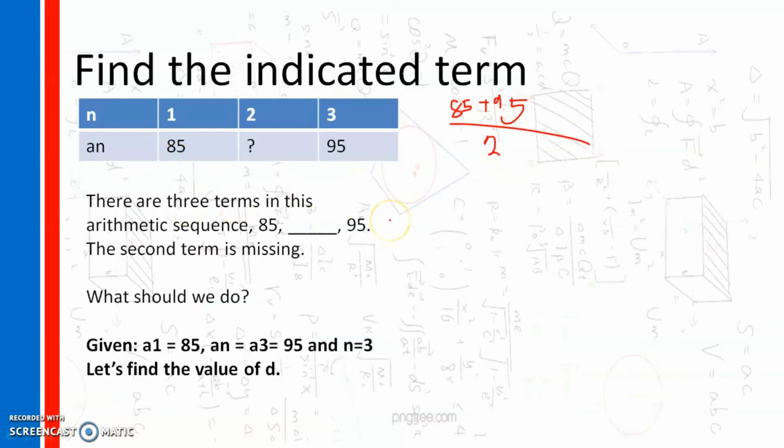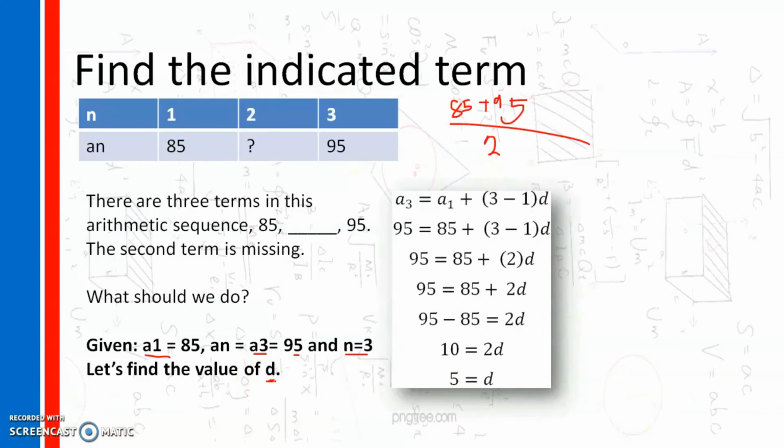So, pero meron tayong susunding step-by-step process. So, since meron na tayong first term, which is 85, our last term or the a sub 3 is 95 and the value of our n is 3. Again, the common difference is missing. So let's just use the same method na ginamit natin kanina. Let's find d first. So in finding d, let's just use the arithmetic sequence formula.